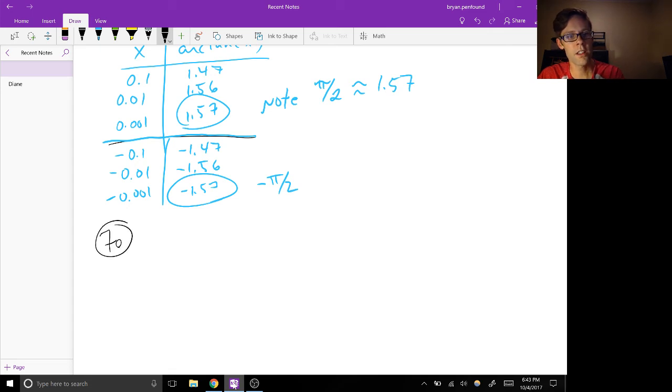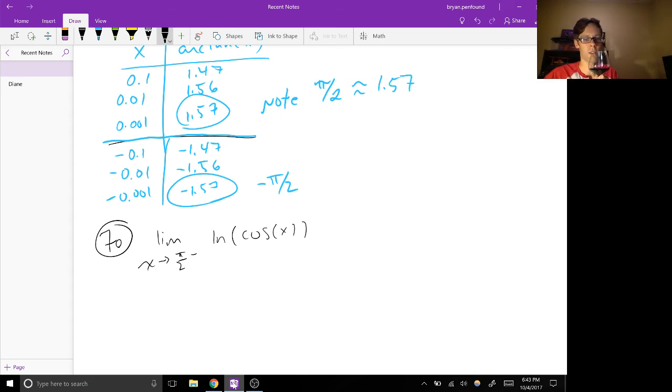Okay, last question on the docket for today is 7e from the practice test, and that is the limit as x tends towards π/2 from the left of ln of cosine of x. Again, this looks particularly not pleasant at all. So let me pause for a second and have some wine. Oh my goodness, how are we going to do this?